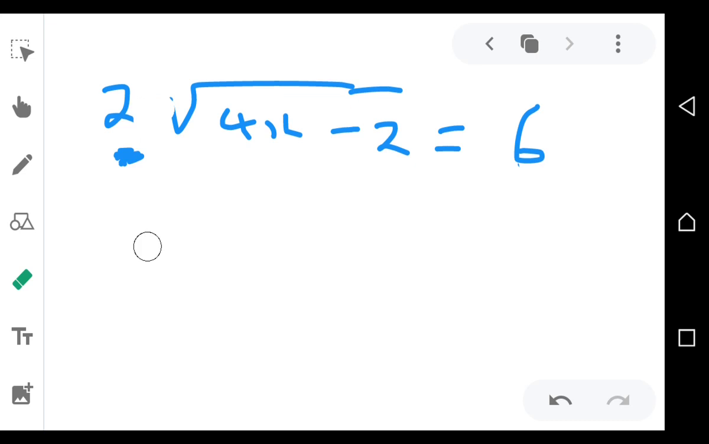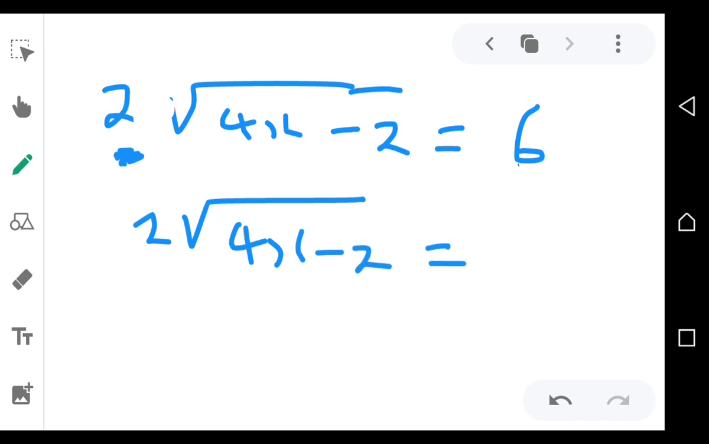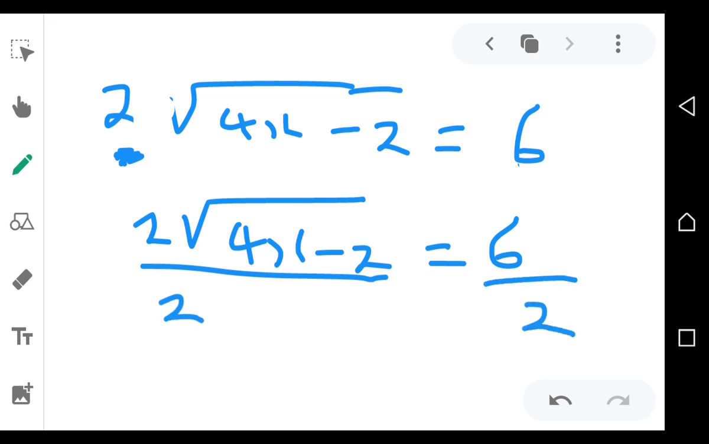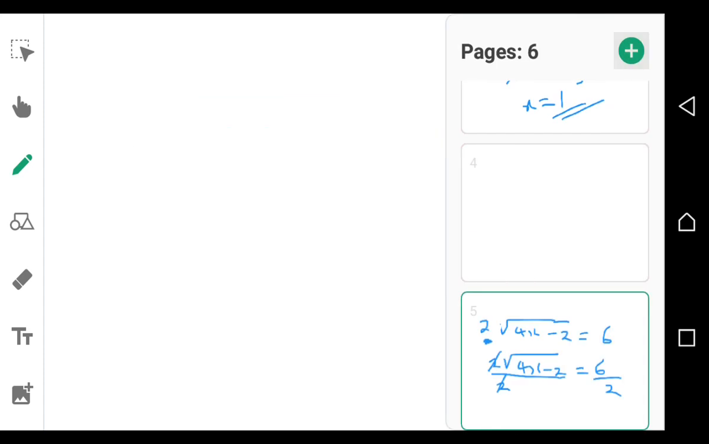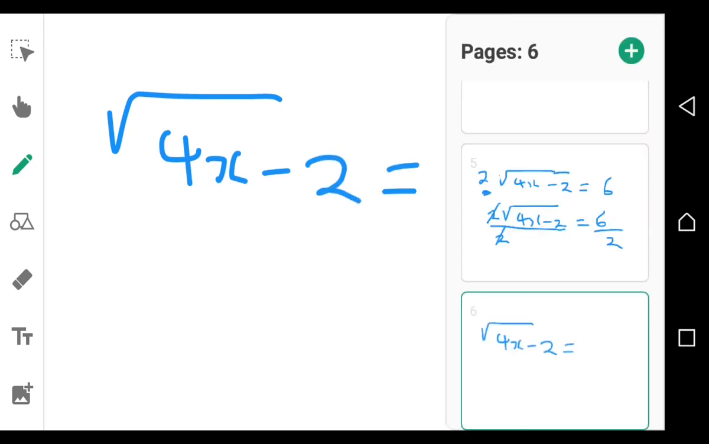So you say 2 square root of 4x minus 2 is equal to 6. You divide both sides by 2. So these 2 come out. What remains is the square root of 4x minus 2 is equal to 6 divided by 2, which is 3.